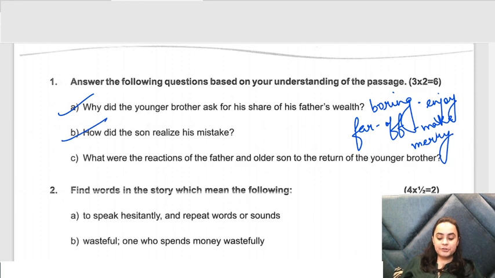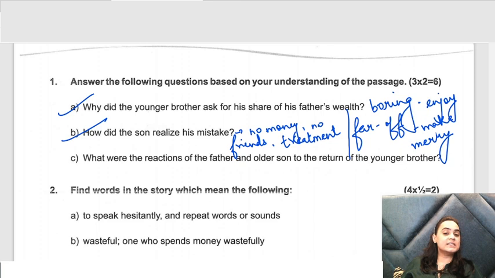How did the son realize his mistake? The son realized his mistake when he had no money, he had no friends, he was alone, he was helpless, and the treatment that he got at the farmer's work was even worse than the way his father treated his servants. So that is when he realized his mistake.